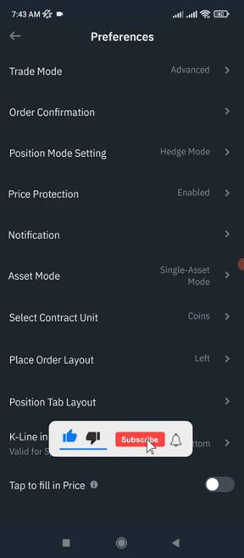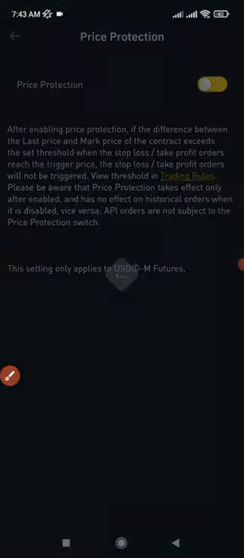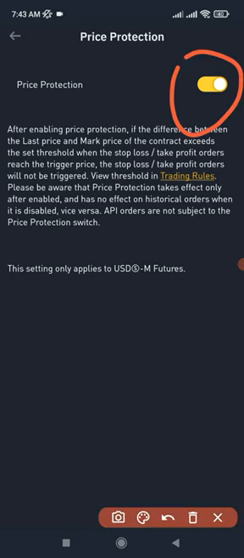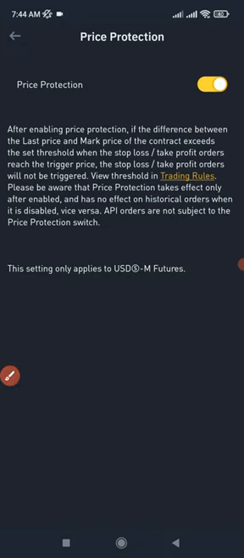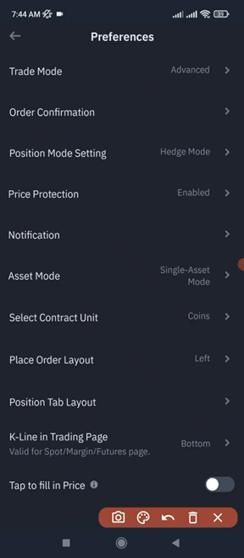And then the next setting we have here is the price protection option. Here you can turn this on or off, and then read whatever they have said here. I personally have not seen the effect of this yet, but maybe if you understand it, you can leave a comment and explain this for me. I have it turned on, though I don't understand much about it yet, but you can let me know what it is in the comment section. So if you understand what this price protection means, just let me know.